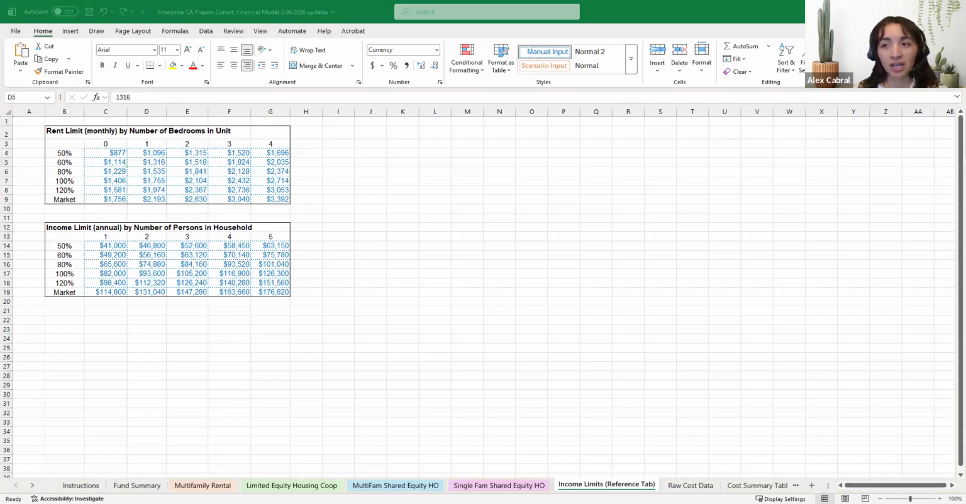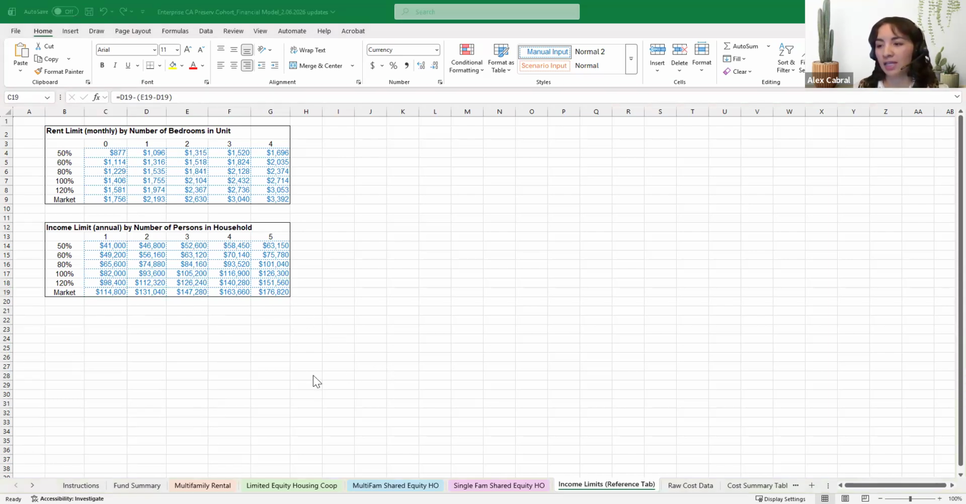If you know for certain that you're not going to use one of these AMIs, for example, you know for certain that not a single one of your projects is going to have a market rate unit, you can just leave it blank. Either put zero or just leave it completely blank.